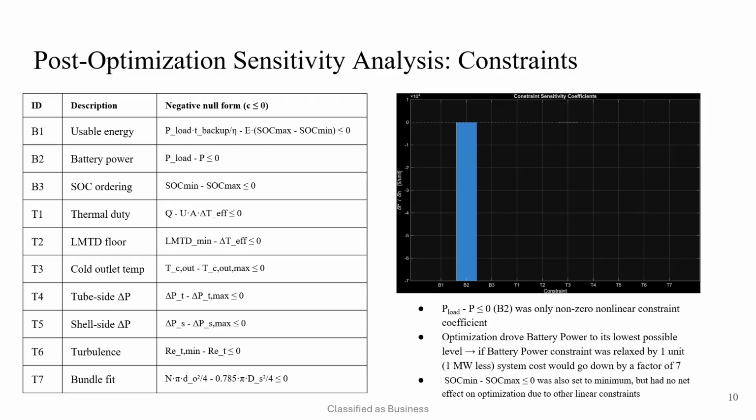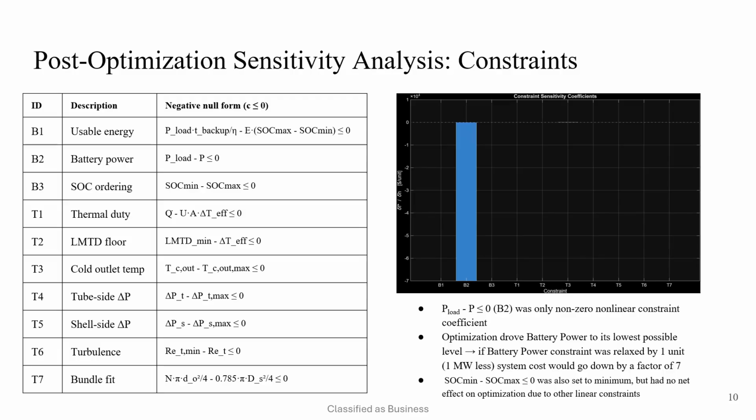For our constraint sensitivity analysis, we evaluated all 10 nonlinear constraints across the generation, storage, and thermal subsystems. B2, the battery power constraint, was the only one with a non-zero coefficient at approximately negative $7,000 per megawatt, meaning that the optimizer drove battery power to its minimum feasible value, and relaxing it by 1 megawatt would reduce total system cost by that amount.